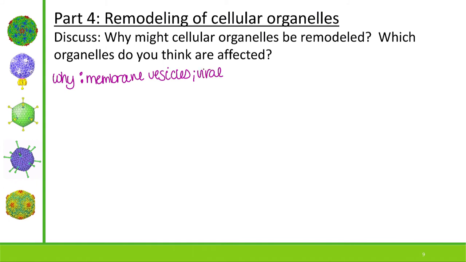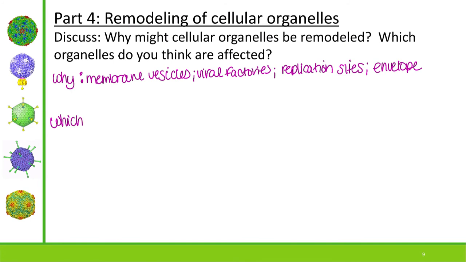Oftentimes, viruses set up viral factories. So those membrane vesicles are oftentimes converted into viral factories, which are just a site in a cell where a lot of replication and assembly occurs. We think it makes it easier for the virus so that you're not shuffling things back and forth throughout the cell. And so again, we've got these replication sites. And of course, for the viruses that require an envelope, we need to use the cellular organelles to make an envelope. And we can actually start to answer this question of which organelles.